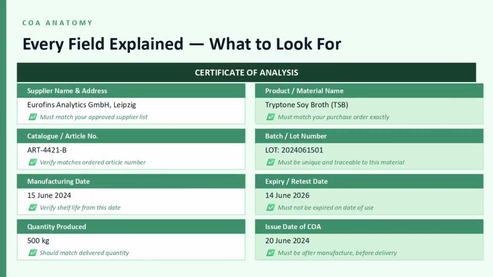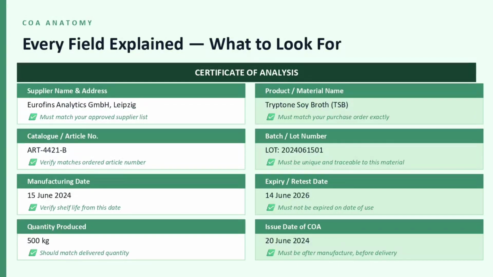The catalog or article number allows you to cross-reference to your purchase order and your material specification. Verify it matches. The batch or lot number is critical for traceability. It must be unique and specific to this batch of material. This is the number that must match the physical label on the container when you receive the delivery.